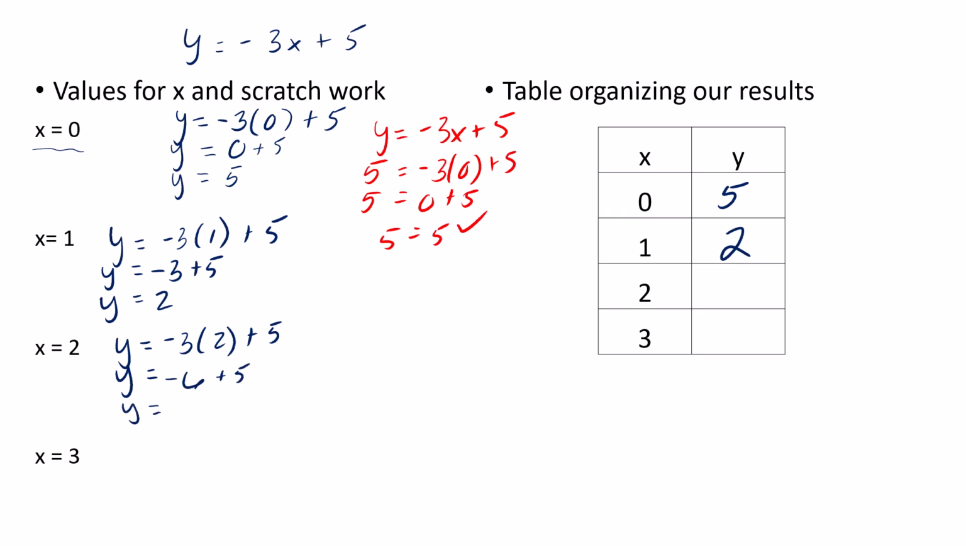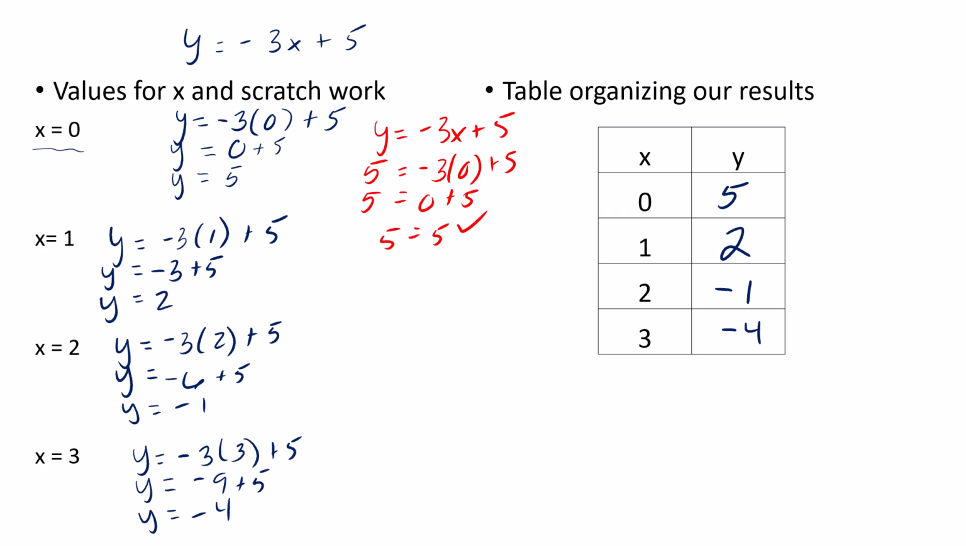-3 times 2 is -6. And -6 plus 5 is -1. So when x is equal to 2, y is equal to -1, and we'll do one more. So we'll have -3 times 3 plus 5. -3 times 3 is -9, and -9 plus 5 is -4.